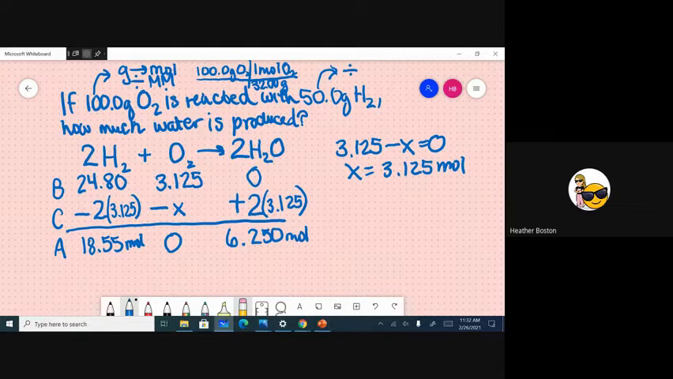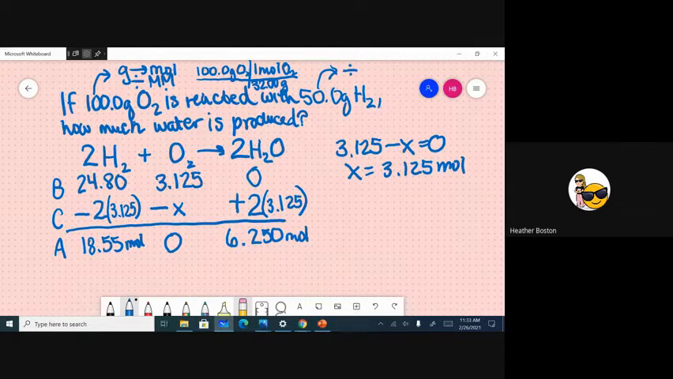So let's review what happened here. I put 100.0 grams of oxygen in a container with 50.0 grams of hydrogen and allowed them to start reacting. After the reaction was over, oxygen was all used up. The reaction stopped once I ran out of oxygen. I had leftover hydrogen. So in my container, when everything is said and done, I will have 18.55 moles of hydrogen and 6.25 moles of water.